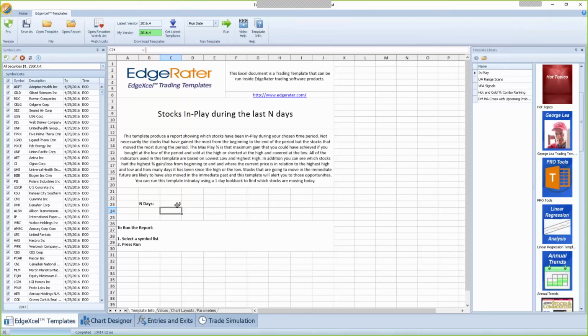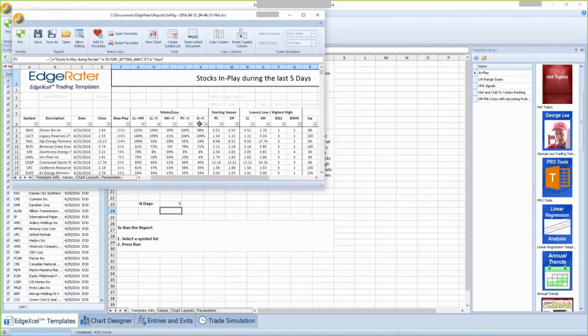Okay, so I'll change that setting number of days to 5 from 10, and I'll just hit run again. And again, it's going to process this. It's a bit quicker this time. There's a bit less processing going on here, and this produces a report.